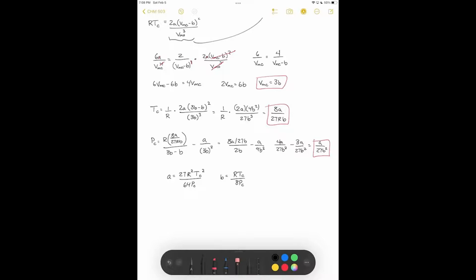Now, this is for the van der Waals equation of state. We could do a similar thing for the Redlich-Kwong equation of state to get the Redlich-Kwong A and B parameters. But this is where the A and B parameters come from experimentally.